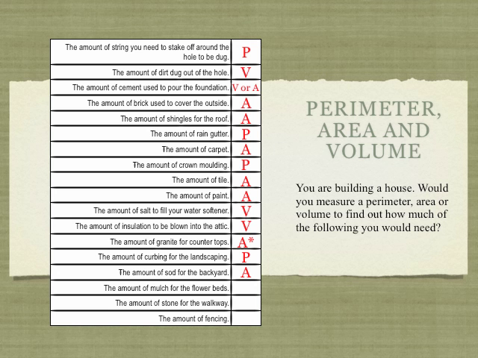Now, the mulch obviously is measured in volume just like paint, but you would measure an area. You'd measure the flower bed area, and then you'd figure out how deep you want the mulch to be. The amount of stone for the walkway would also be an area. The amount of fencing that goes around your yard, that would be a perimeter.